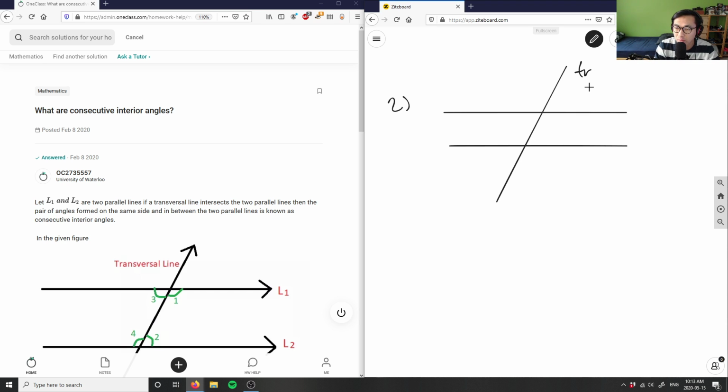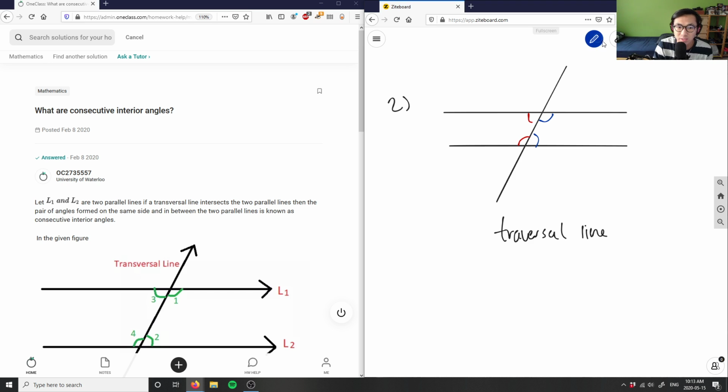Let me rewrite this here. So this here is a transversal line. And what this does is it basically splits my parallel lines, and I'm going to create angles using that. So I'm going to create basically this angle and this angle, and then also this angle and this angle.